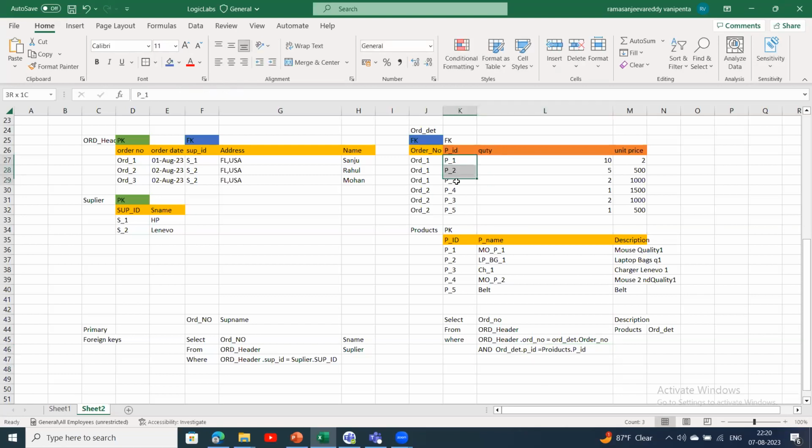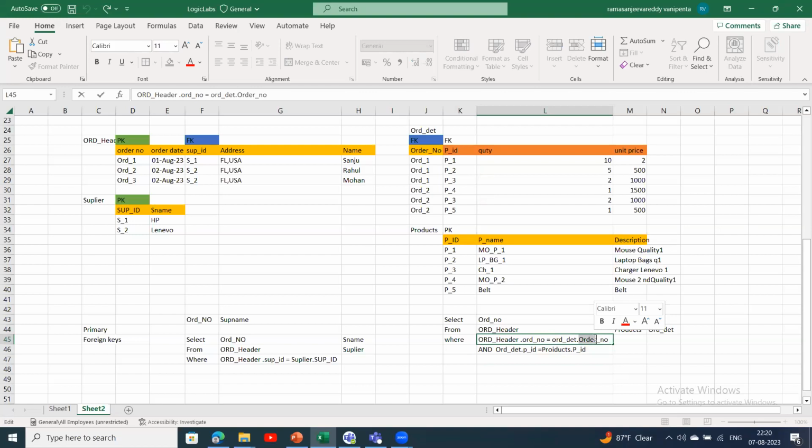PID. Is it fine now? What I'm doing, I'm taking these three and coming here. P1, here I have P1. P2, here I have P2. P3, here I have P3. These three, I'm comparing here, right? This is how I'm doing. The same thing I wrote in the form of code here. Is there any difficulty here, guys? See, in this join also, this order number is a primary key. This order number is a foreign key. Yes or no?